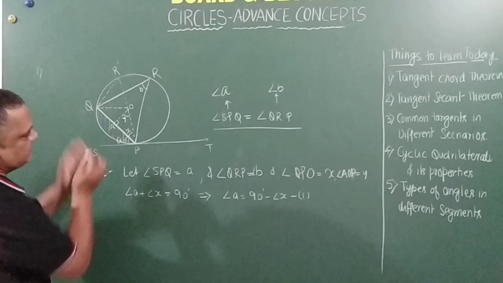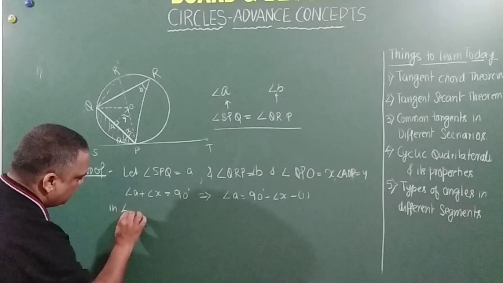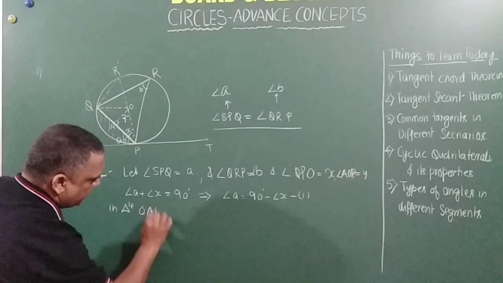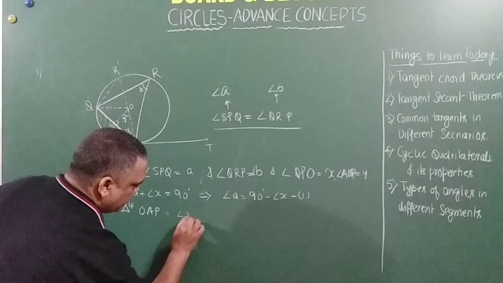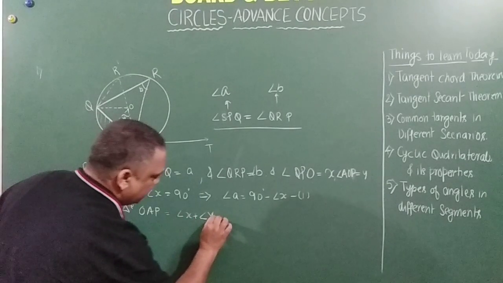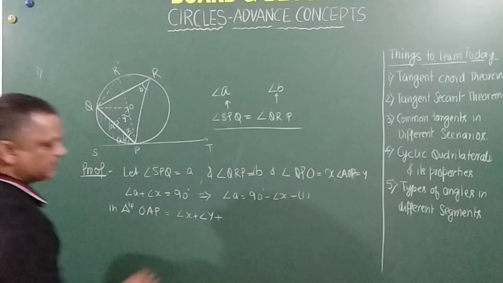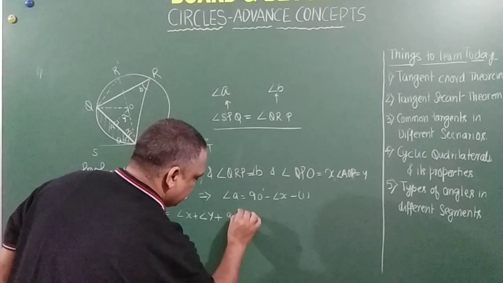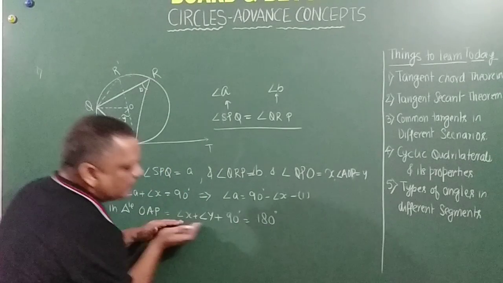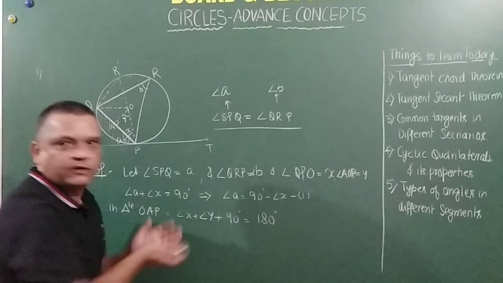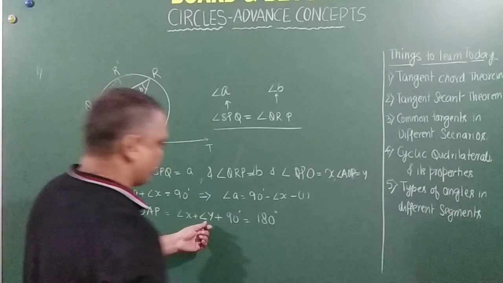So now friends, what happens? See this triangle OAP. In triangle OAP, angle X plus angle Y plus angle OAP, which will be 90 degrees, okay? So plus 90 degrees is equal to 180 degrees, right? This is the sum of all the angles of a triangle being equal to 180 degrees. We all know this; this is a well-known fact, so there is no problem in this.